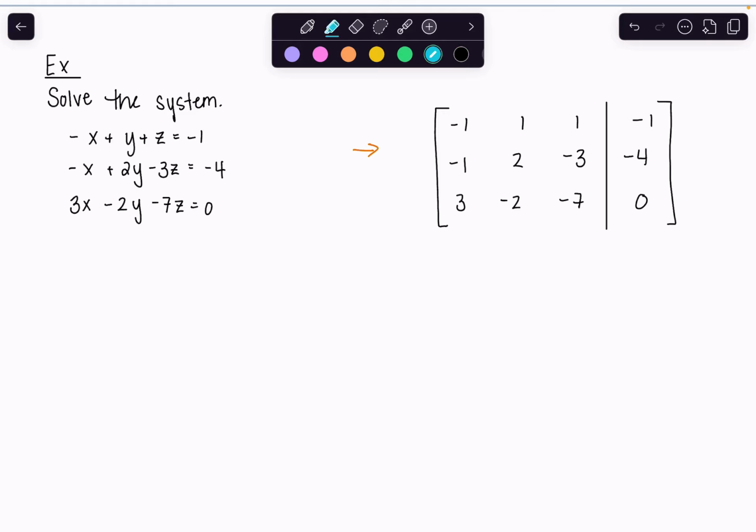So my very first step is I want to turn that first spot into a 1, and I don't want to switch anything around because it already is a 1, just the wrong sign. So we're going to go ahead and negate the first row to replace it. Okay. So that gives me 1, -1, -1, 1, and then everything else stays the same.